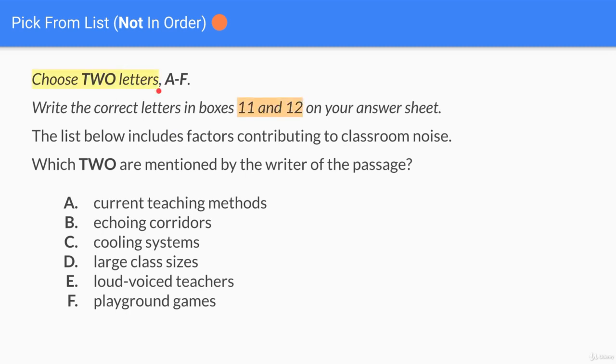And also, I want you to take note that when it says choose 2 letters, those 2 letters are going to be the answer choices for 2 separate questions. So in this case, one of the answer choices you can put for question number 11, and the other correct answer choice you have to put in for question number 12. The order of the answer choices doesn't really matter as long as you choose the 2 correct answers. It doesn't matter in which order you answer them.